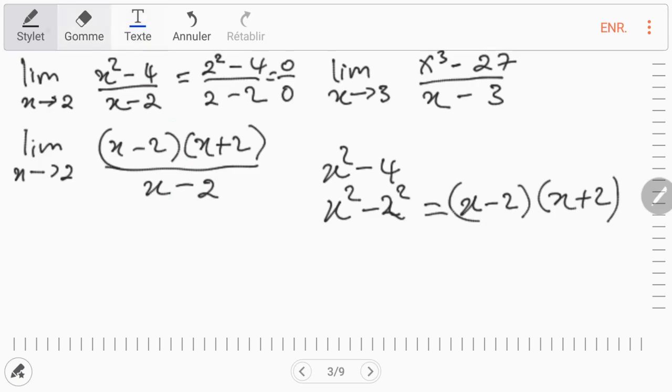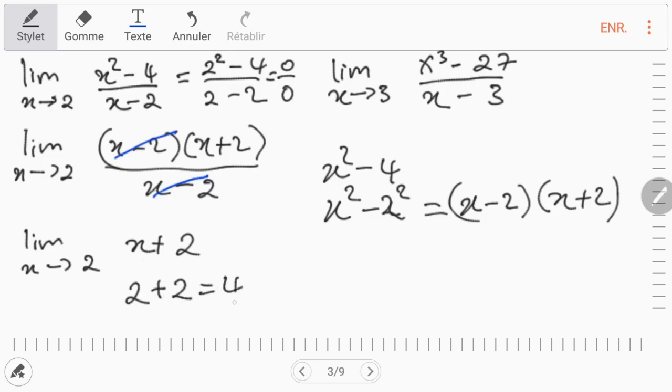By doing that, x minus 2 cancels. You are left with the limit as x approaches 2 of x plus 2. Substituting x by 2, we have 2 plus 2 equals 4.